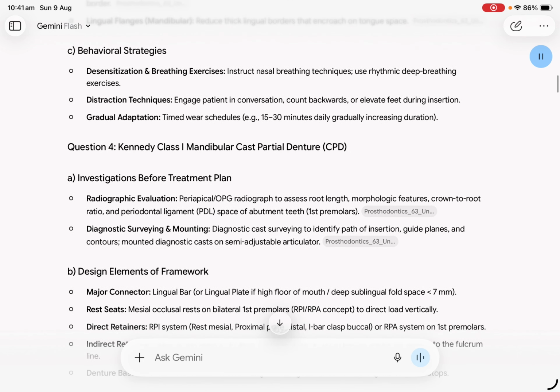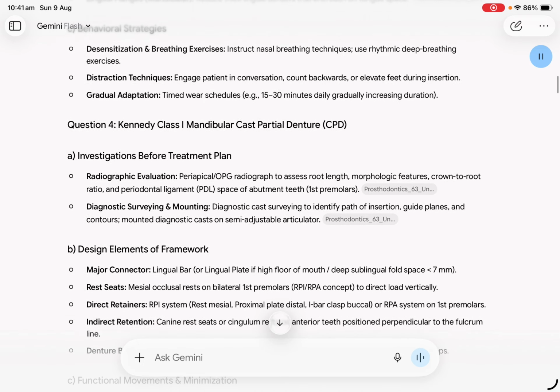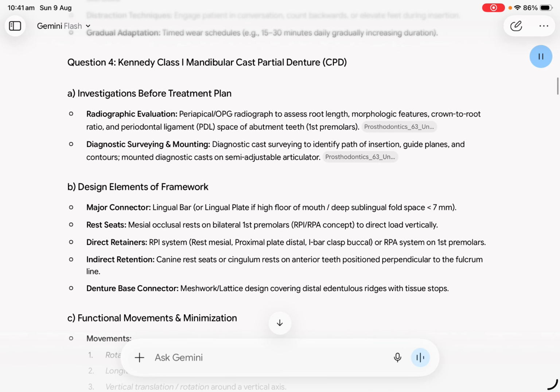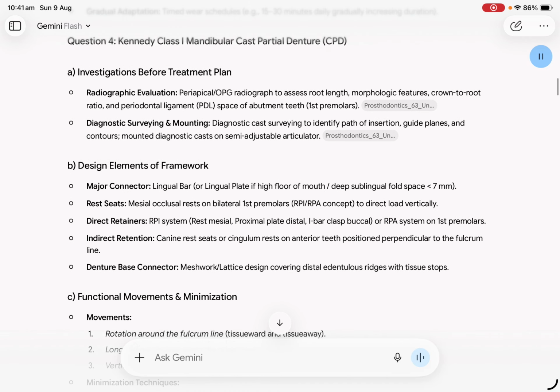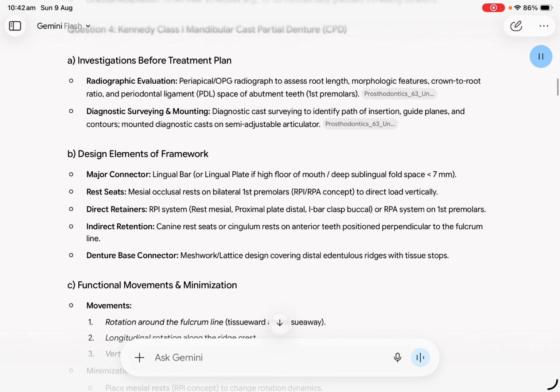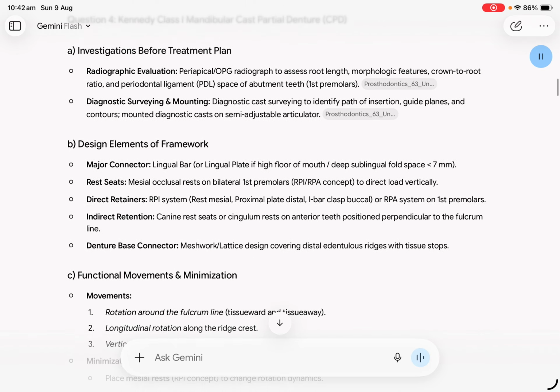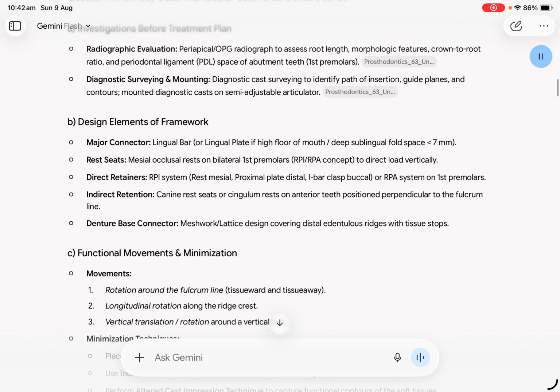Question 4. Kennedy Class 1 Mandibular Cast Partial Denture, CPD. A. Investigations before treatment plan. Radiographic evaluation: periapical and OPG radiographs to assess root length, morphologic features, crown-to-root ratio, and periodontal ligament, PDL, space of abutment teeth, first premolars. Diagnostic surveying and mounting. Diagnostic cast surveying to identify path of insertion, guide planes, and contours. Mounted diagnostic casts on semi-adjustable articulator.